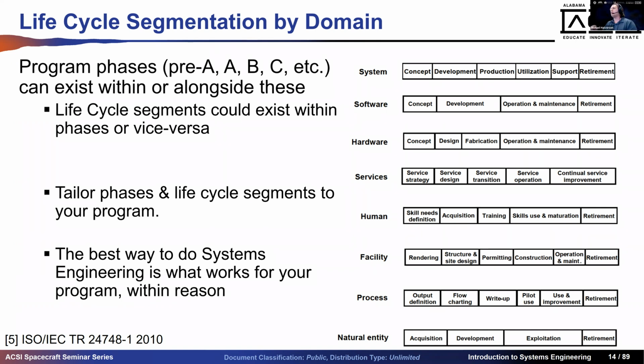Yay. So the point here: figure out what your domain is, figure out what life cycles work best for you, and tailor your systems engineering processes to that domain. The best thing to do is what works for you, within reason. Don't just throw the systems engineering baby out with the bathwater. Understand what it is that you're trying to do.